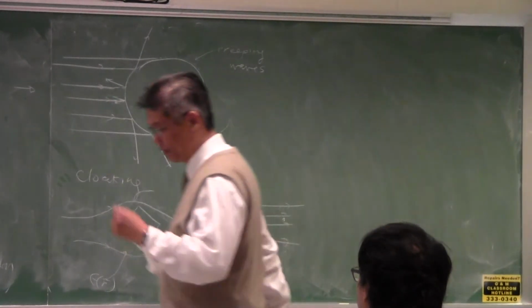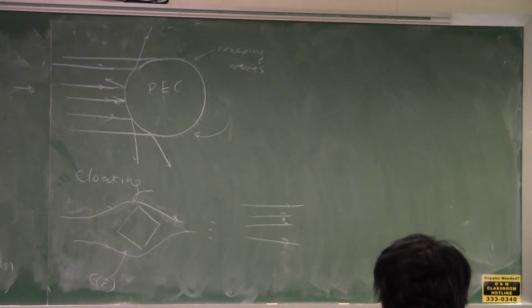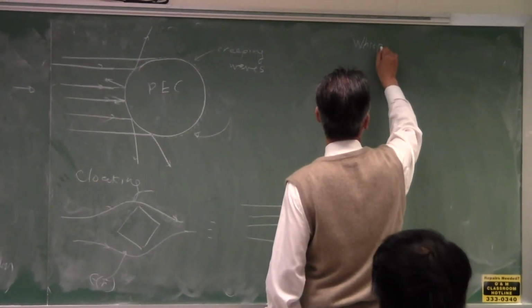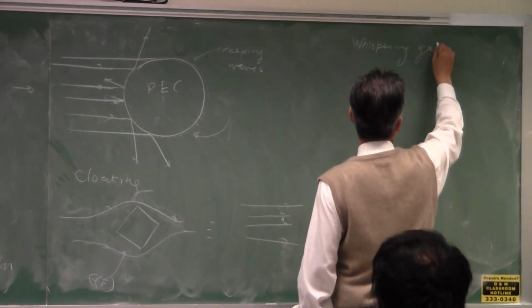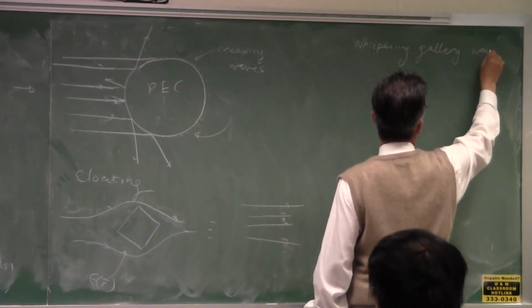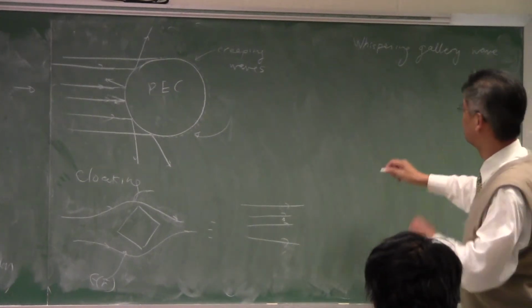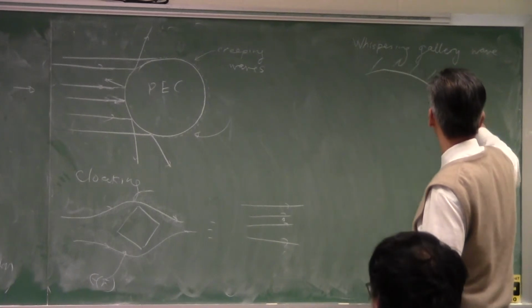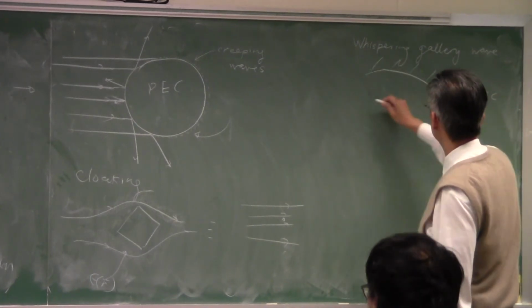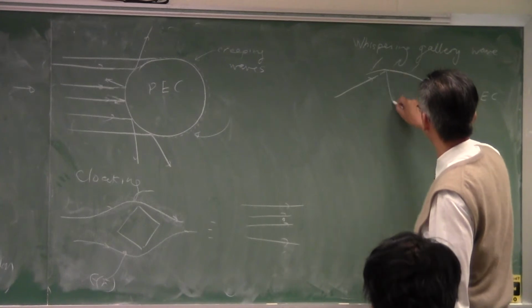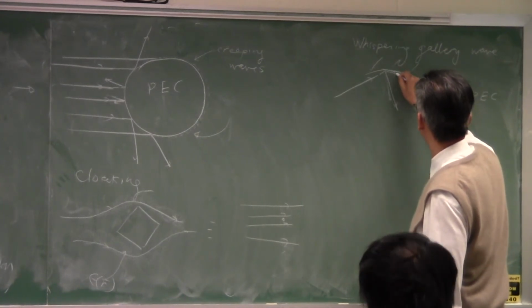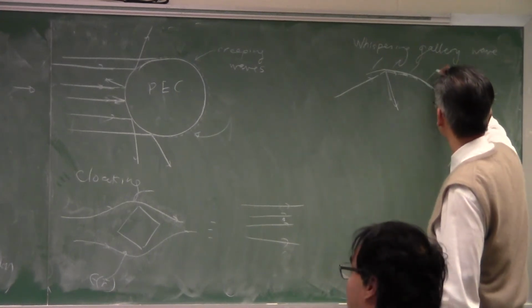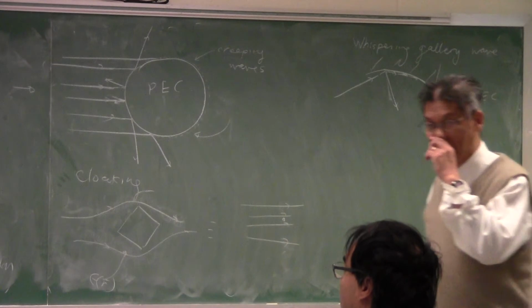So this is just what is happening in the area of stealth technology, but there's another interesting phenomenon called the whispering gallery wave. This is the opposite of that one. That is, if you have a curved surface, if this is PEC outside, then if you send a wave in, there will be specular reflection, but there will also be a wave that creeps on the inside on a concave surface, and that is a whispering gallery wave.